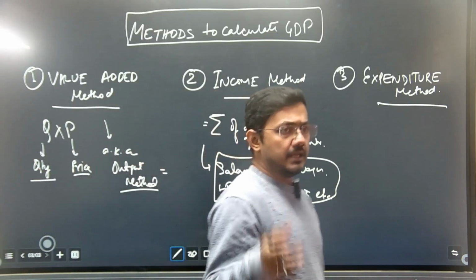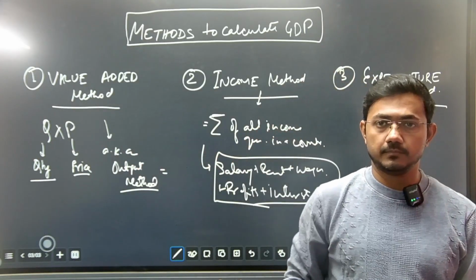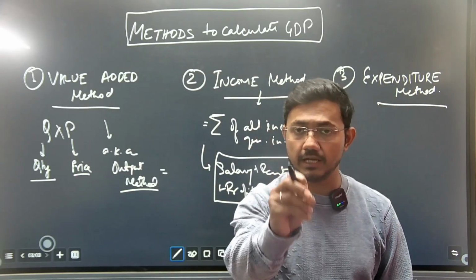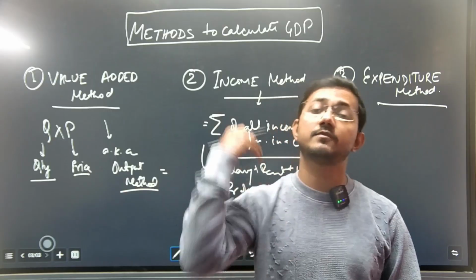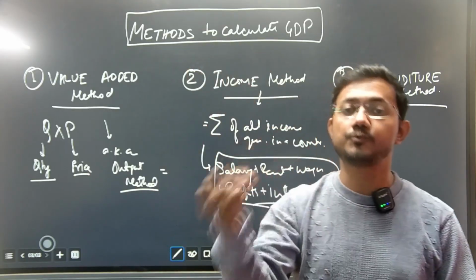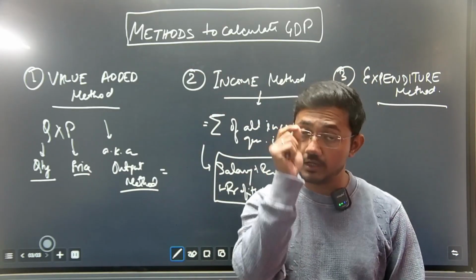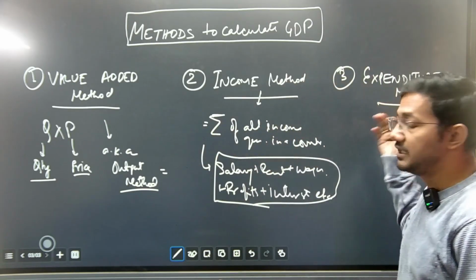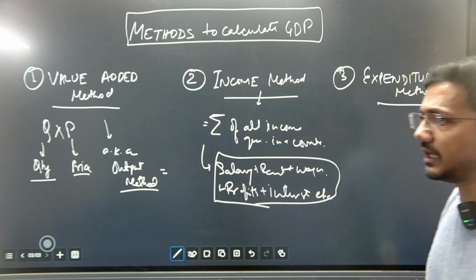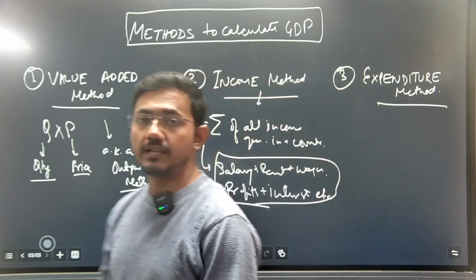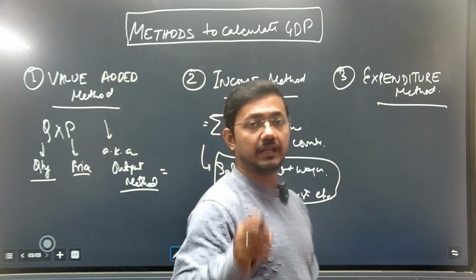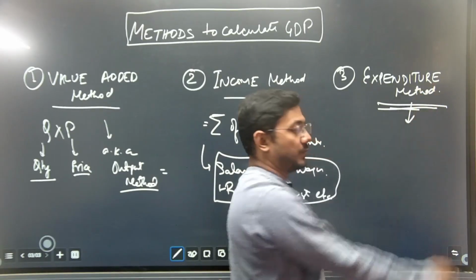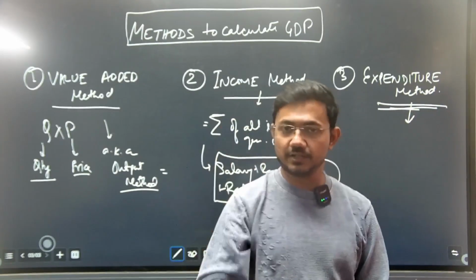Next, if you are earning income, that means you are contributing to the GDP. If you are earning income on one side, then from the other side, somebody has to spend money. So your income is equal to someone's expenditure. So we can also calculate GDP under the expenditure method by calculating all the expenditures that are generated in India. The formula of the expenditure method we will discuss in another video.